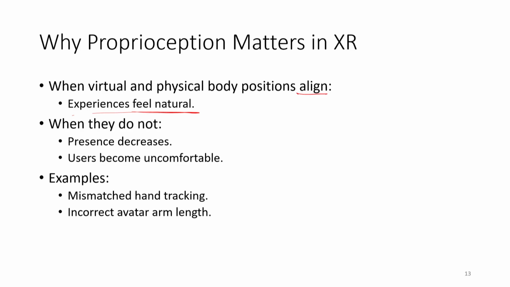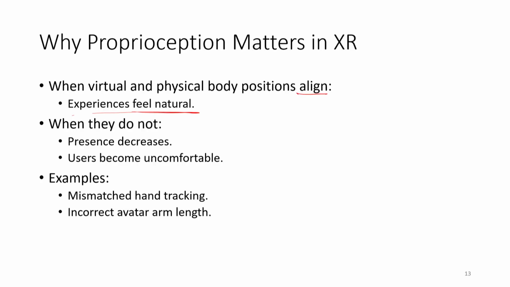So, let us say you put on your headset when you are standing up, or you put on your headset when you are sitting down. You should get to see different views of the world depending on what kind of body position you have. Or let us say you rotate your body, then the display must also switch to show you a rotated view. When these positions do not align, then the presence you have in the virtual environment decreases.